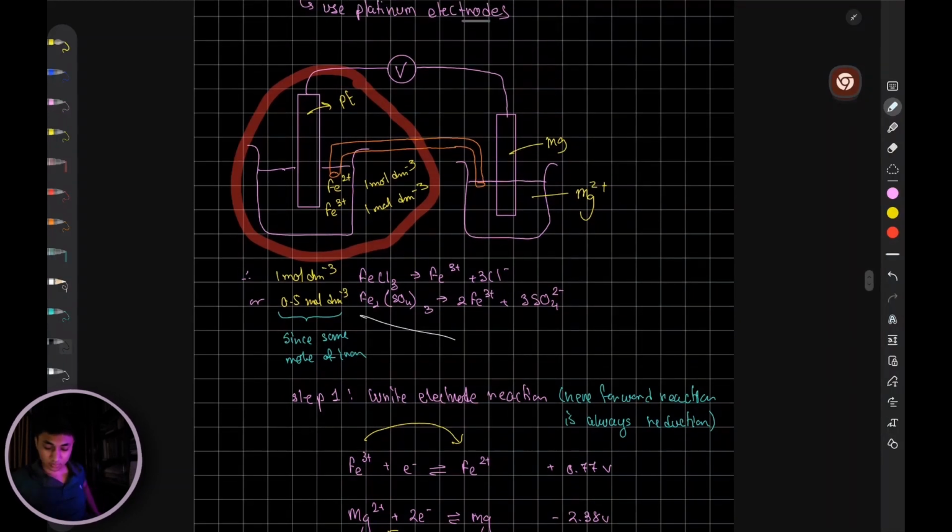In case of iron sulfate, notice 1 mole of iron sulfate is going to give you 2 moles of Fe2 plus. Therefore, you don't need 1 mole per dm cube of iron sulfate. You actually need 0.5 mole per dm cube of iron sulfate.